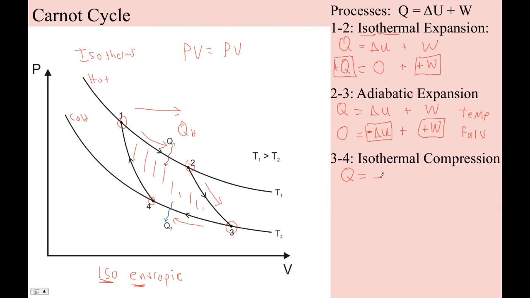So Q is delta U plus the work, and notice that the piston's moving in this time, right? So our work is negative, work done on the gas. Then we also know that since it's isothermal, there is no change in internal energy. And so therefore, it must be that heat flows out of the gas. Remember, negative Q is heat flowing out of the gas, right? So this is the famous waste heat, okay?